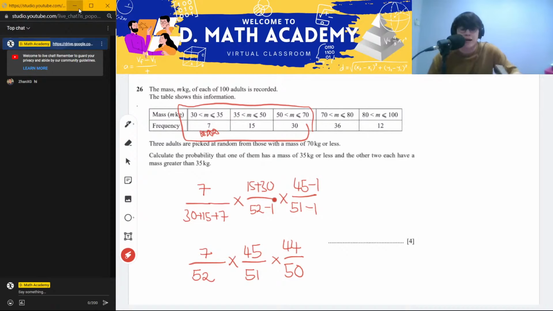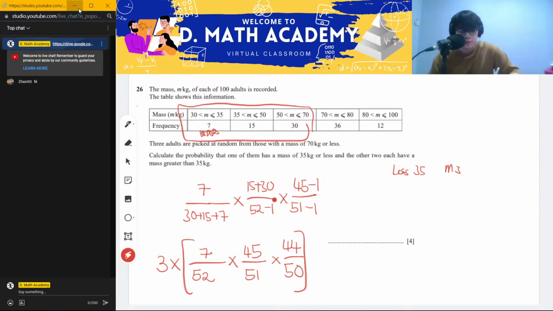Okay, students are normally able to solve until this part. The thing that they missed out was that they forgot to multiply it by 3. The reason why there's a 3 here is because they didn't tell us what sequence the drawing follows. They just said that one of them is less than 35 and the other 2 are more than 35. But they didn't tell us how the draw was taken out, like the first one must be less than 35 and the other 2 must be more than 35. They didn't mention that.